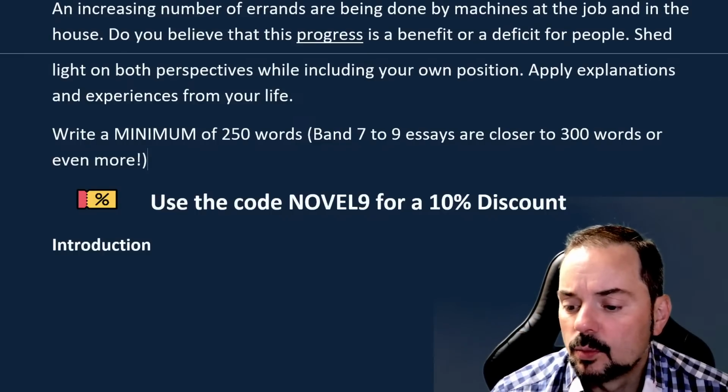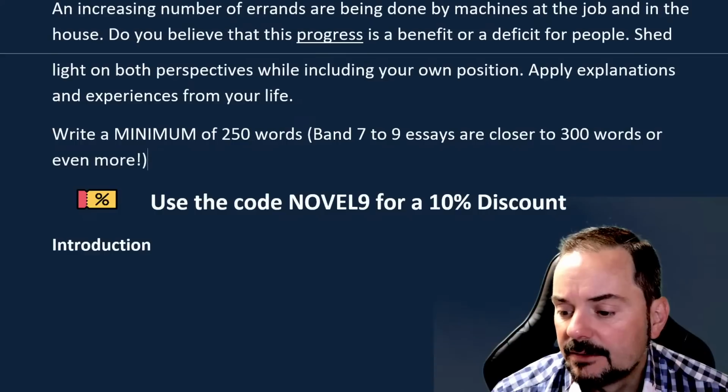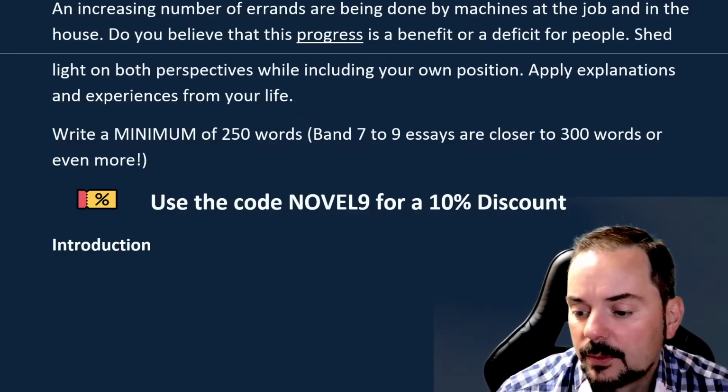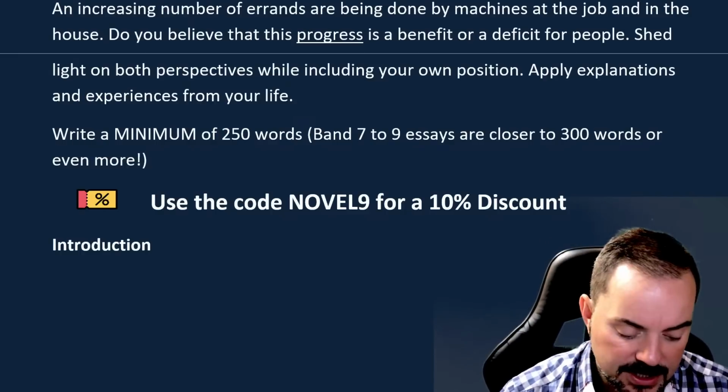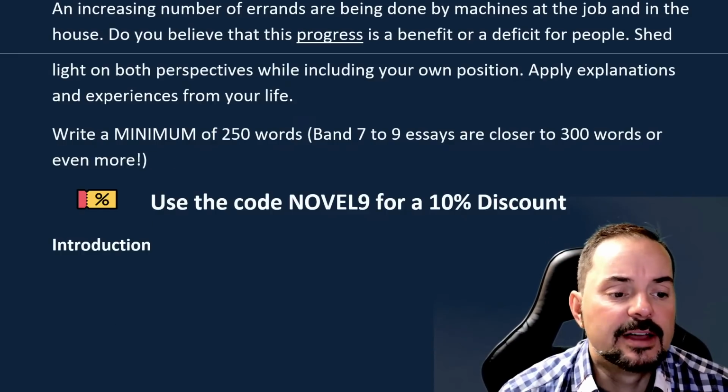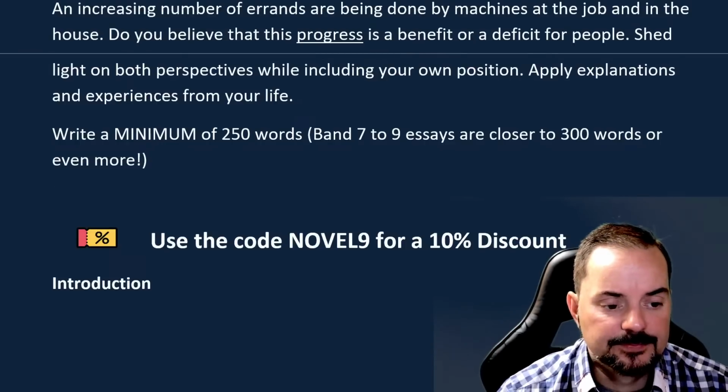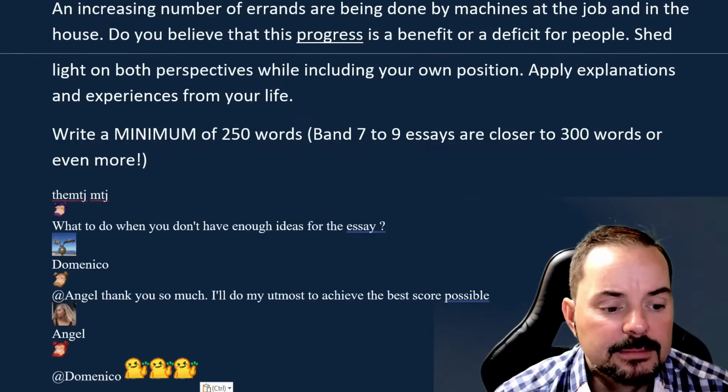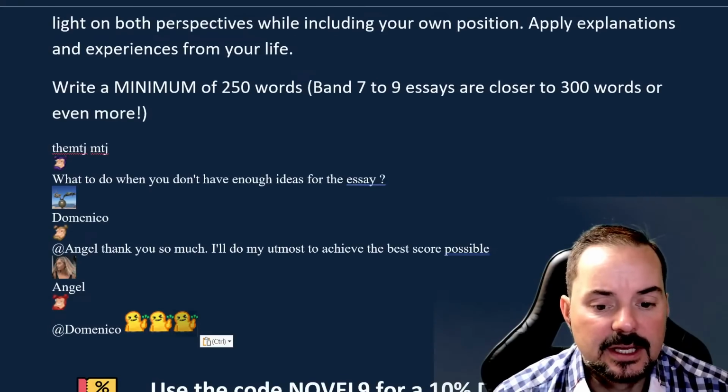MTJ is asking, what do you do when you do not have enough ideas for essays? Let's stop on that for a second, because that's exactly what we will do in just a moment, is think about some ideas. What should you do? I've mentioned strategies in the past. So MTJ is asking this.